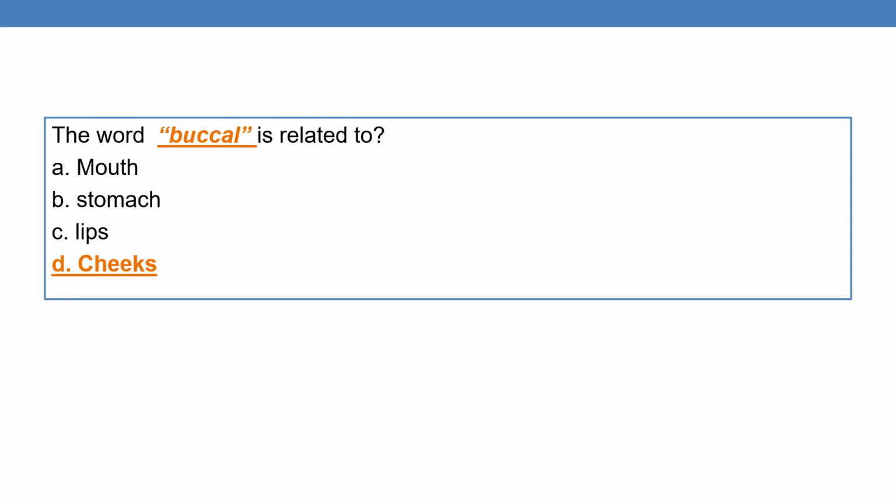The next question, the word buccal is related to. We know buccal cavity. The buccal word is related to cheeks. Buccal means cheeks. So D is the correct option. Next question, the word colcisto. Colcisto is related to gallbladder.